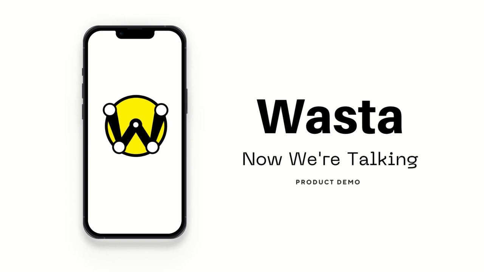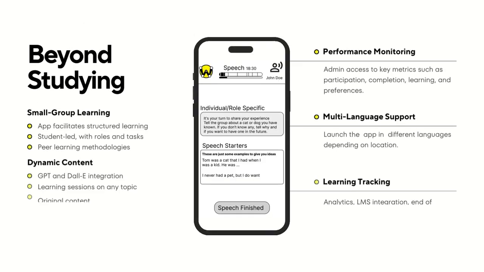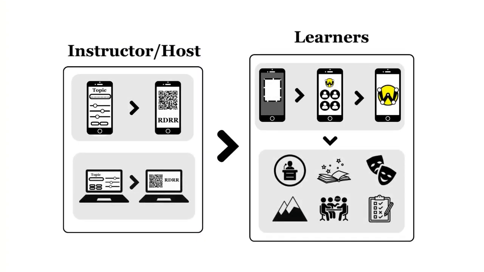Wasta, now we're talking. Wasta is an English language learning platform that will improve your language proficiency via small group learning that is facilitated with dynamic content created by AI. All the instructor or host needs to do is to create the session on their app and then share the QR code or join code.